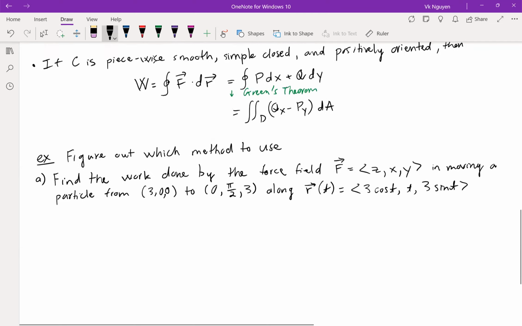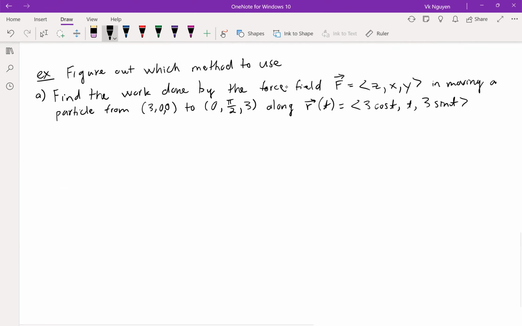Okay, so here comes the second one. I'll give you some room here. Find the work done by the force field.